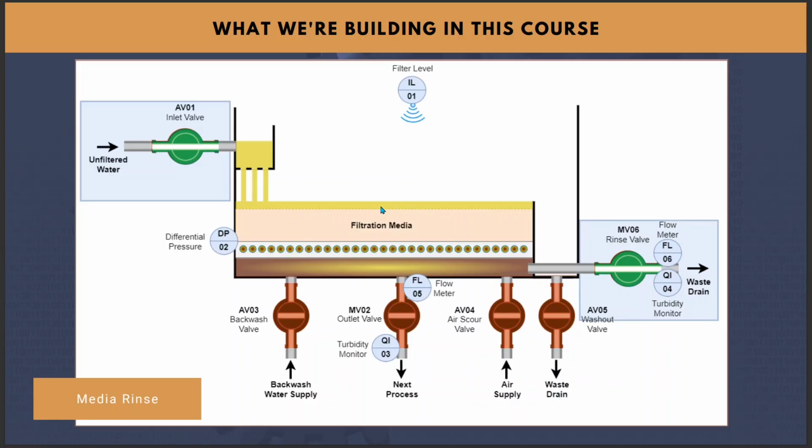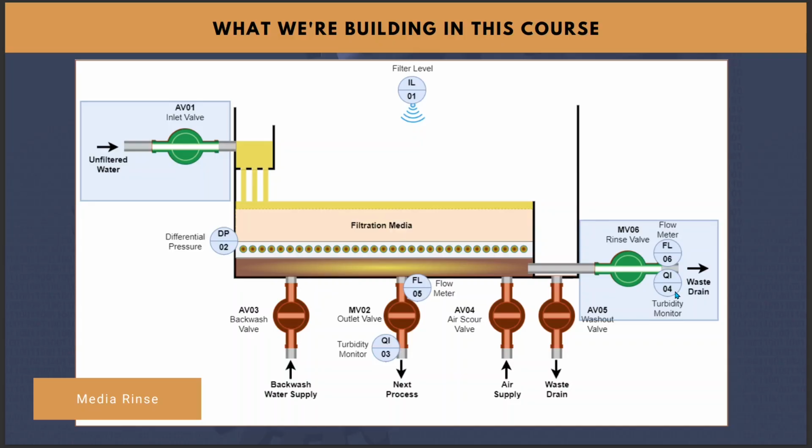Once that's finished, we then do a media rinse. So we open the rinse valve and close the waste drain, which forces unfiltered water to go through the filtration media, but rather than go through the outlet valve, we pass it through the rinse valve, which ends up in the drain as well. But there's additional instrumentation for the flow meter and turbidity monitor.